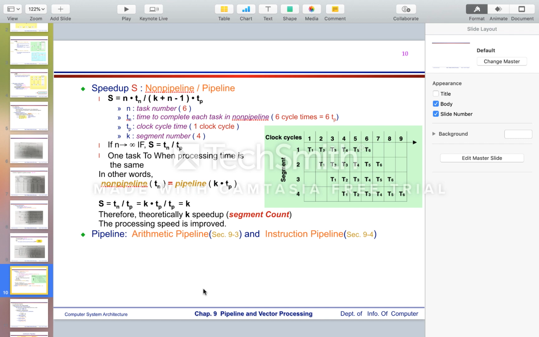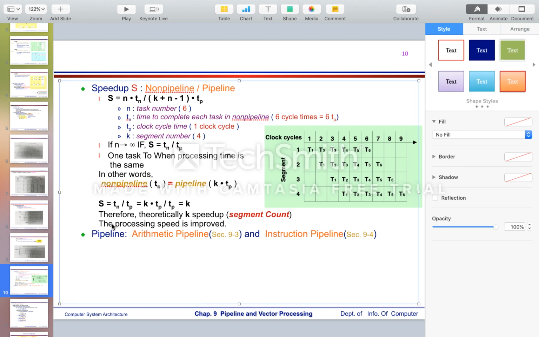So what is the speed up? Speed up will become S equal to Tn divided by Tp, and as we know, Tn is what? KTP, because we have assumed this thing. So KTP divided by Tp is equal to K. It means speed up will be equal to your segment count, the number of segments, and the processing speed will be improved. So this was pipelining.